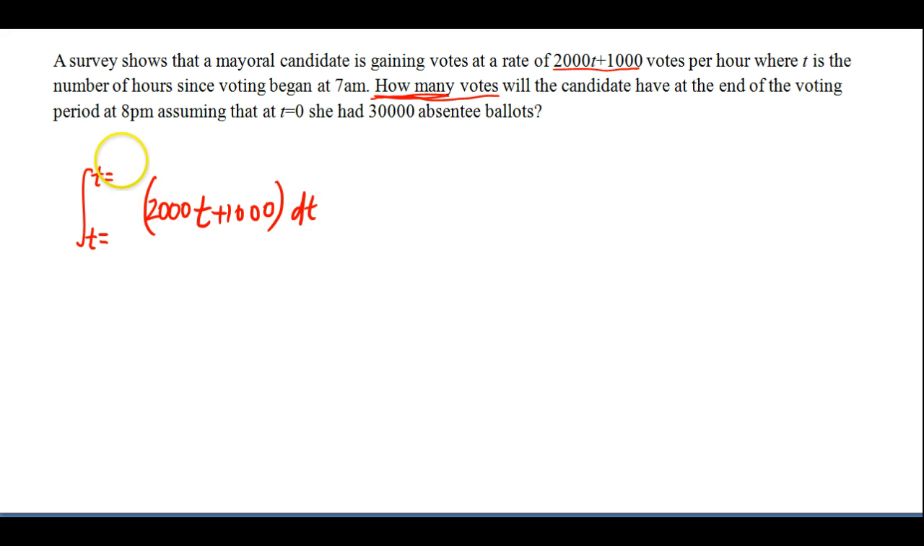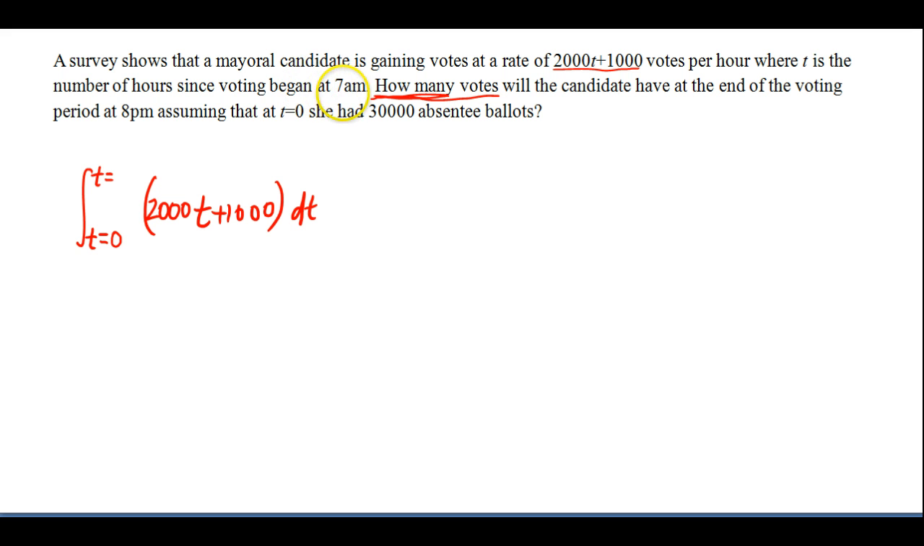dt. So now the question is, what are my limits of integration? Here I want to be careful. I don't actually want to put 7 down as my starting time. I actually want to start recording at time 0. So we're going to say time 0 corresponds to 7 a.m. when votes start to be collected. And then the ending time is 8 p.m. So I want to count exactly how many hours later that is. It wouldn't make sense to write from 7 to 8, right?